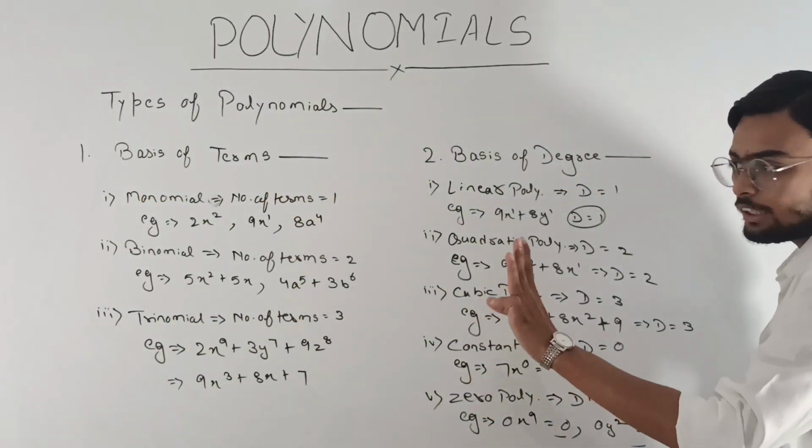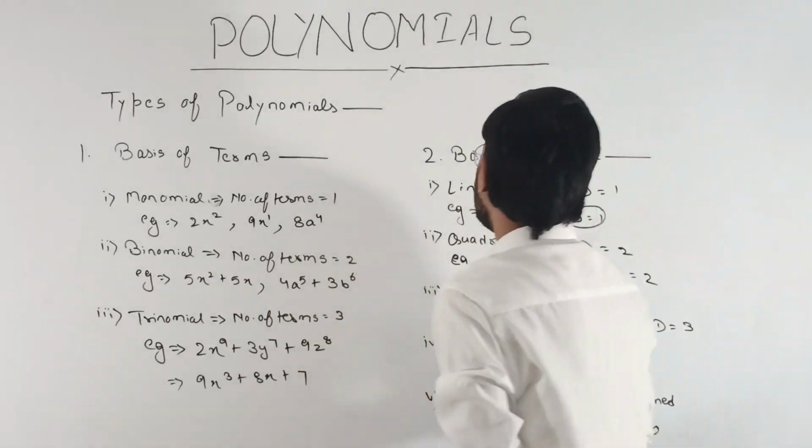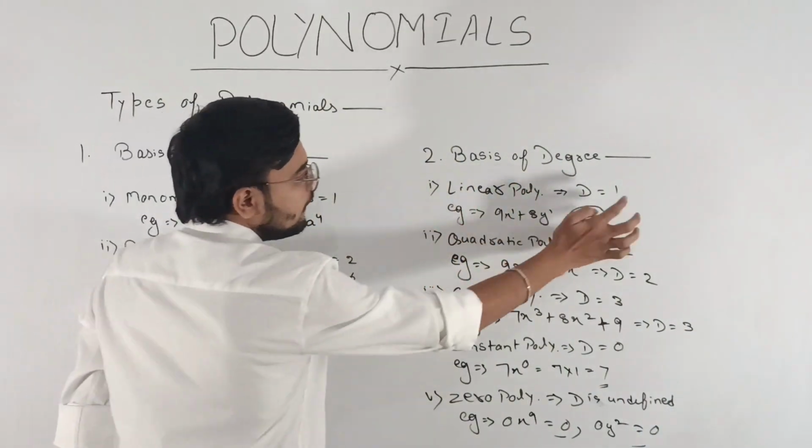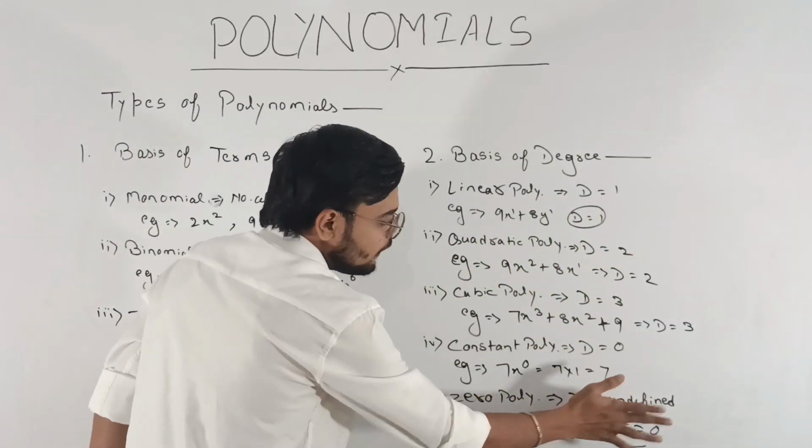On the basis of terms, there are a total of 3: monomial, number of terms 1; binomial, number of terms 2; trinomial, number of terms 3. On the basis of degree, a total of 5: linear, degree 1; quadratic, degree 2; cubic, degree 3; constant, degree 0; zero polynomial, degree undefined.